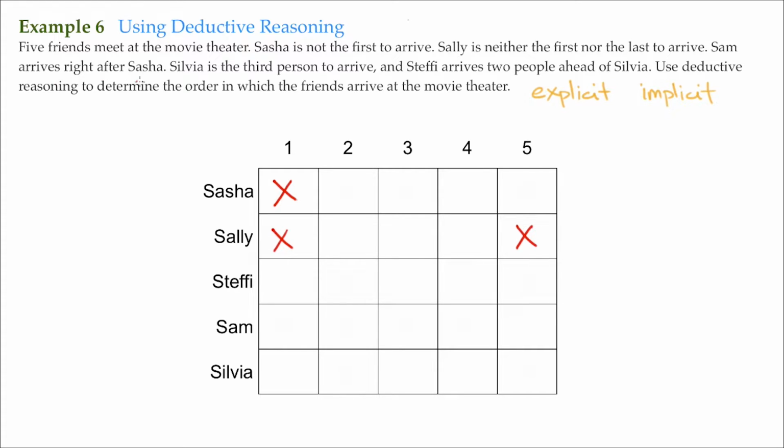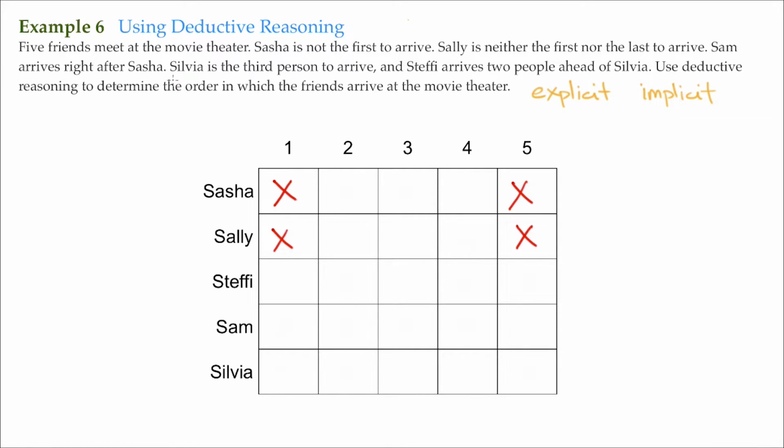Sam arrives right after Sasha. So I don't know when Sasha arrives, so I can't necessarily fill that out, but there is something that's implied. Sam arrives right after Sasha. So that means that Sasha could not have been last, because for Sasha to be last, then Sam couldn't have arrived after her. So it's implied that Sasha was not last, even though it's not stated specifically.